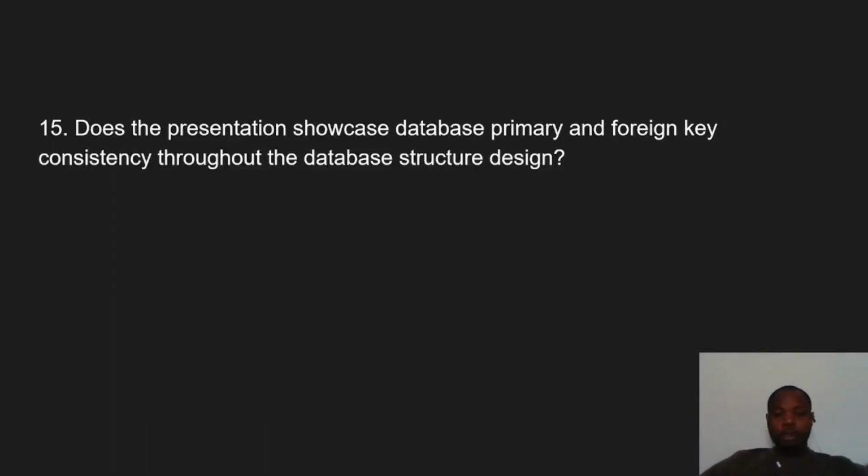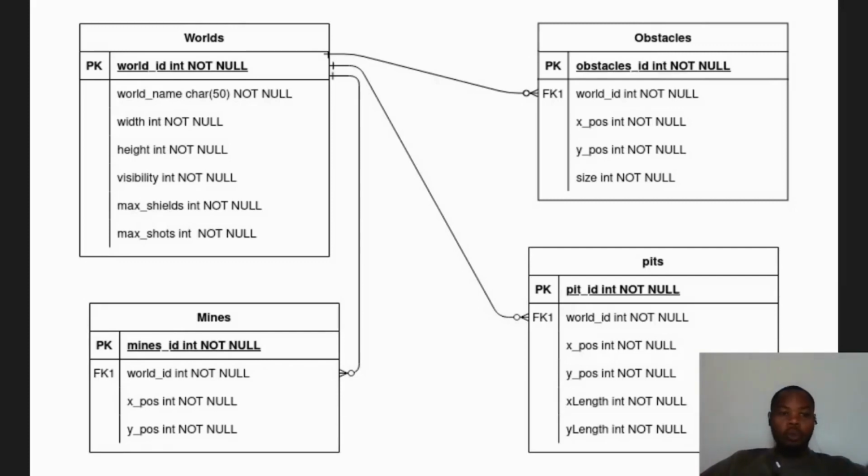So does the presentation showcase database primary and foreign key consistency throughout the database design structure? So every table consists of a primary key, and then all of the tables that are related to the main table all contain foreign keys that relate back to one of the keys from the world table, in this case the primary key world ID. That then relates all of the obstacles table, the pits tables, and the mines table.